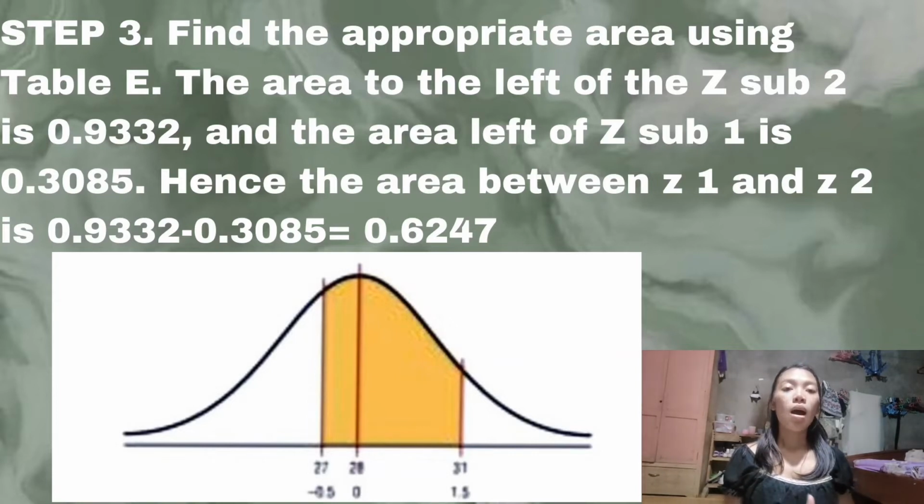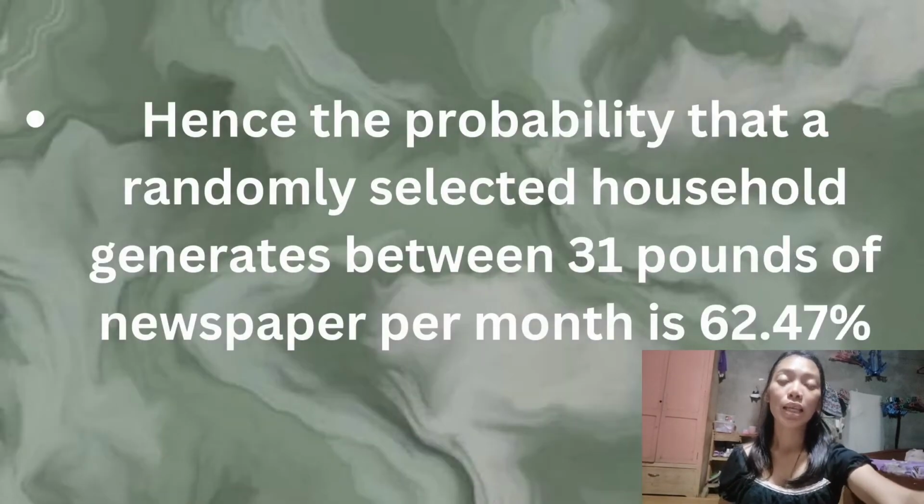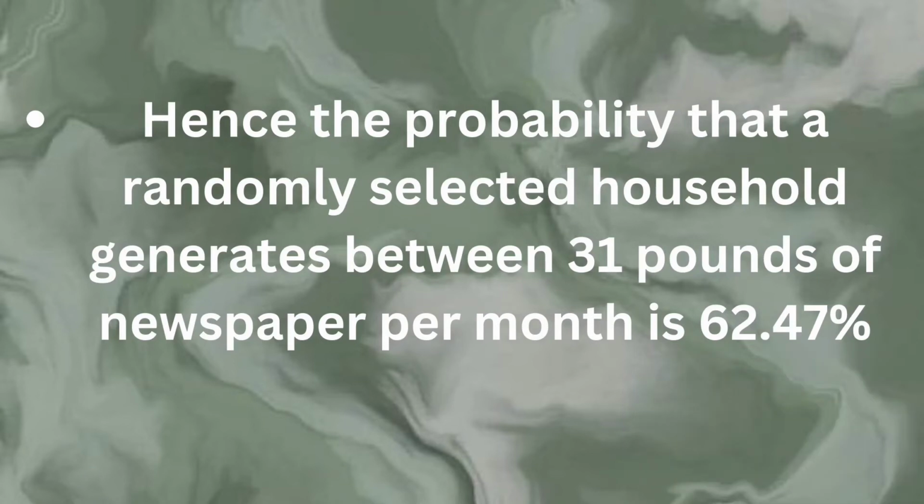So, in sketching this, class, in our z distribution, our mean is 0. Our area for z sub 1 is 0.3085. Our area for z sub 2 is 0.9332. Hence, the probability that a randomly selected household generates between 27 and 31 pounds of newspaper per month is 62.47%.